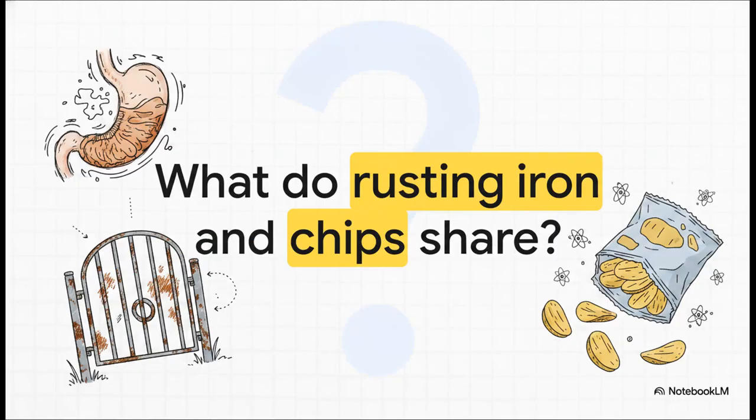Just think about this for a second. What are you digesting for lunch? A rusting iron gate outside your house, and, say, that half-empty bag of potato chips sitting on your kitchen counter, what do they all have in common? They aren't just random objects. They are active battlegrounds for invisible non-stop chemical battles happening right in front of our eyes. Atoms are constantly rearranging themselves, and today we're going to give you the exact playbook to understand how they do it.